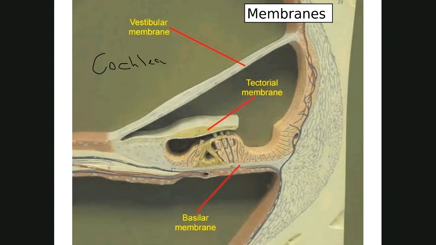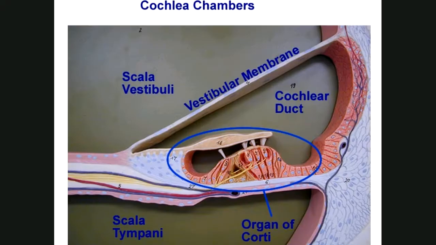Okay, well, remember the cochlea is the organ for hearing. And hearing is going to require neurons. It's going to require nerve cells because it's going to send signals to the brain. Here are those nerve cells right here. And if you look here, this organ is the organ of hearing. And it's called the organ of Corti.